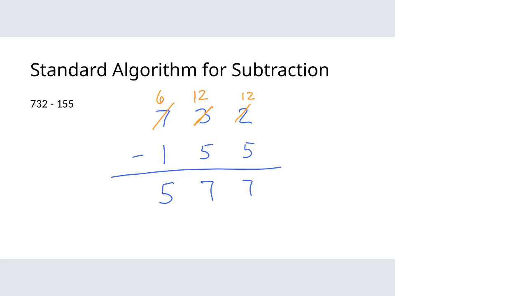If you see anything there that doesn't make sense or you don't like, let me know. Key thing I want you to take away from this is when we borrow from here, we're borrowing 10. And when we borrow from here, we're borrowing 100. Not just 1, we're borrowing 10, we're borrowing 100. Same thing as when we carried 10 or carried 100. Hopefully that makes sense.